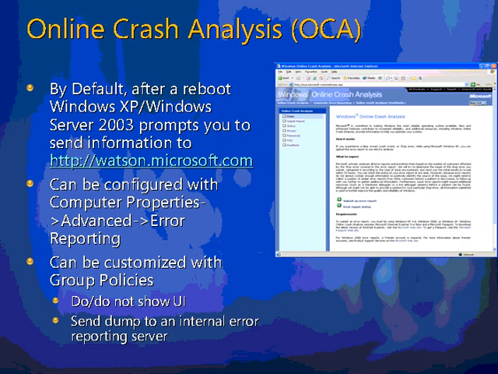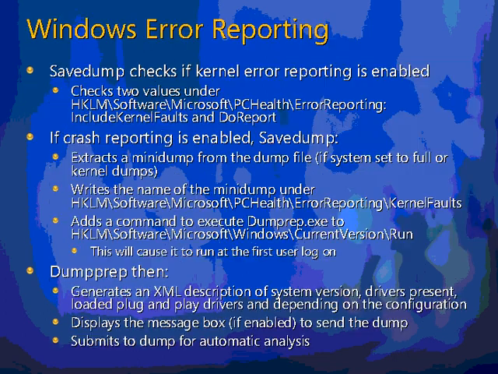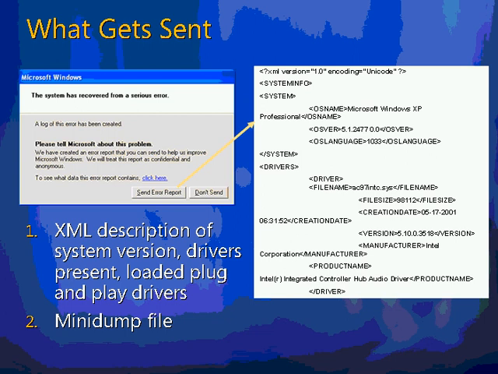If you've crashed a Windows XP or Server 2003 system, you know that when you reboot, you get presented a nice dialog that apologizes and asks you to send in the crash information to Microsoft to make Windows better. What's happening is that your crash is being sent to a place called Online Crash Analysis. You can configure this with group policies or computer properties, an advanced tab, error reporting dialog. This slide also talks a little bit about how you can configure the crash reporting options. But what gets sent to OCA when you actually do send a crash is an XML file that has a description of your system, what version of Windows you're running, what drivers are configured on your system, as well as a mini-dump file. Hence, you get the mini-dump for free.